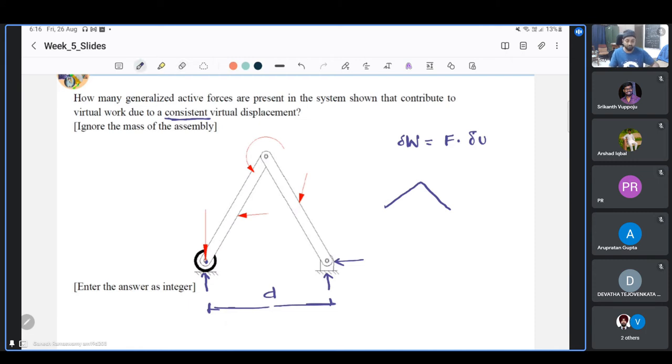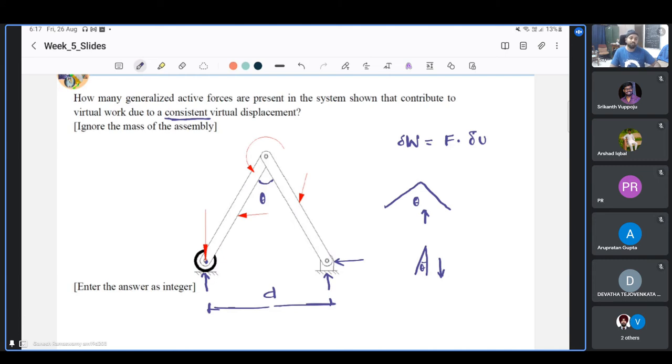This is a constraint we have already got. So how can it traverse? Let this angle be theta. Either theta could increase or theta could decrease. So these are the only two ways we can introduce virtual displacements into the system.